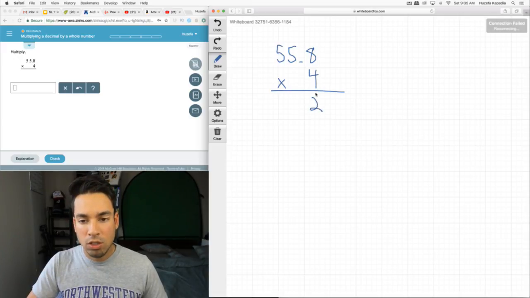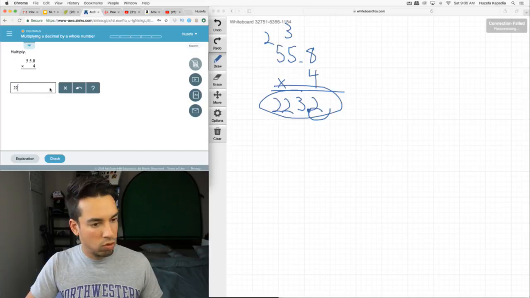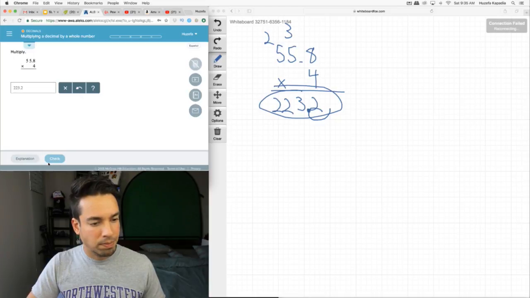So 4 times 8, 32. Carry the 3. 4 times 5 is 20, plus 3 is 23. Carry another 2. 4 times 5 is 20, plus 2 is 22. And we've got one decimal, so the decimal goes right here. 223.2. Let me just make sure mentally. Yeah, that's correct.